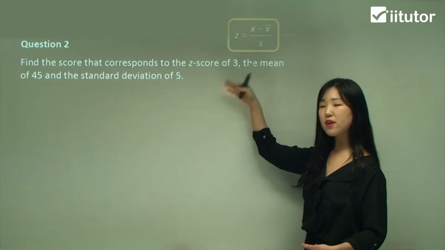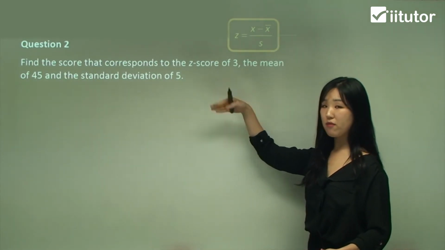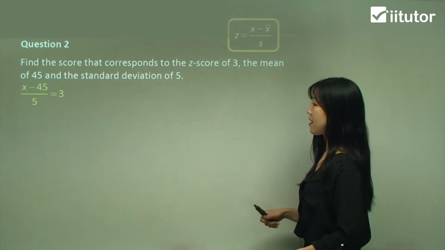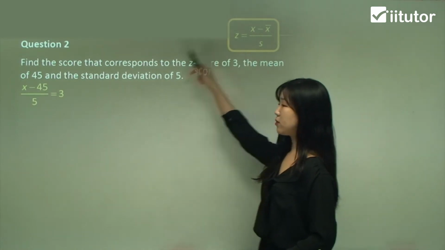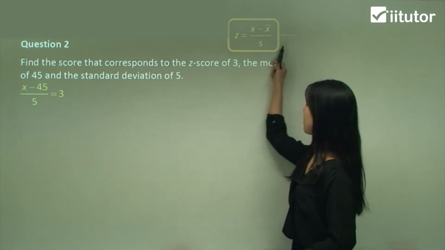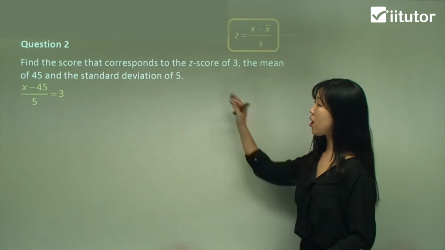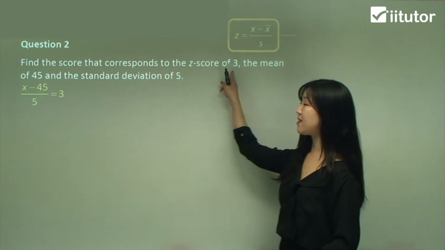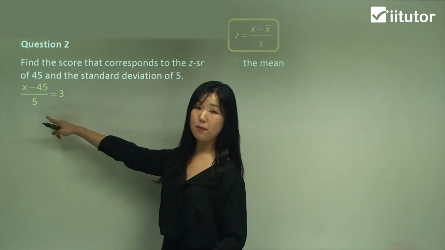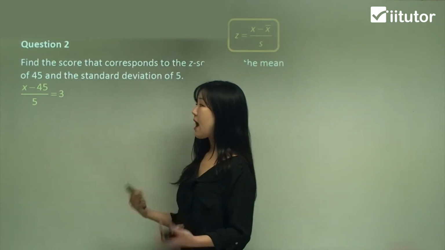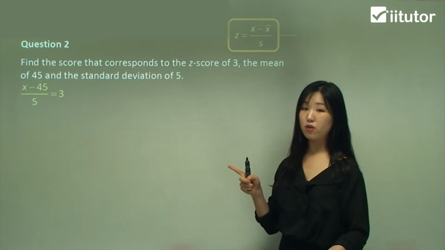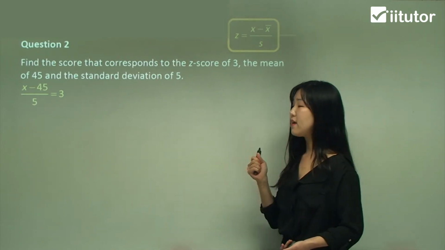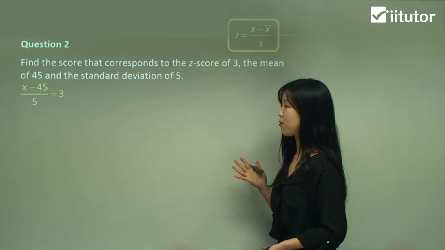So let's just put everything into the formula. Everything that we have, I'm just going to fit it into the formula just like that. So the score we don't have, so we'll just call it the x minus the mean of 45, the whole thing over the standard deviation of 5, and they tell us the z-score. It's equal to 3, so we can let the expression be equal to 3. Now we have one pronumeral that we don't know, which is the score, x. So let's go and solve for that using our algebra.